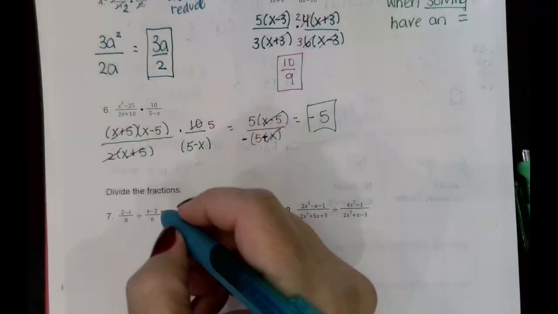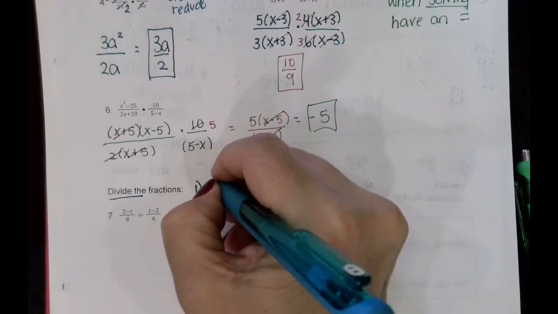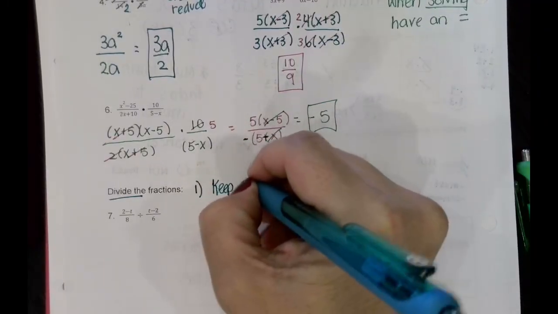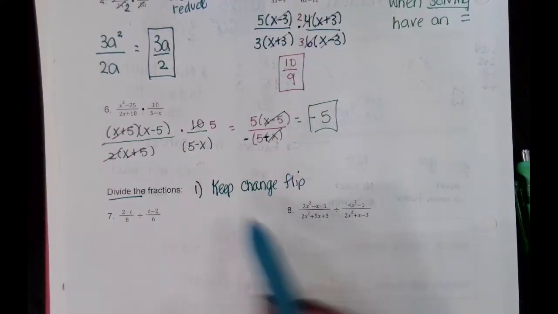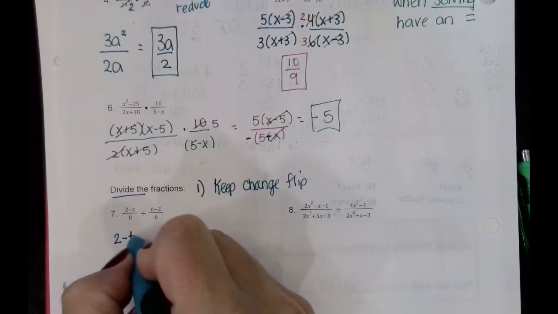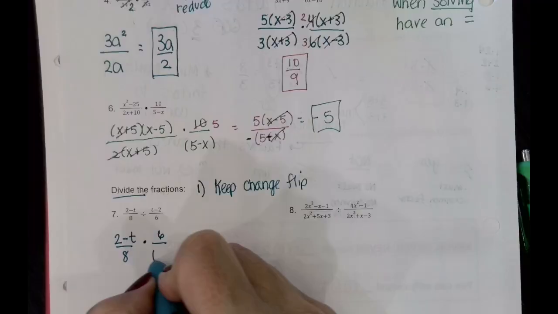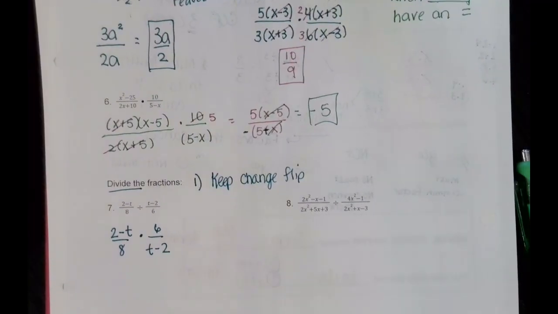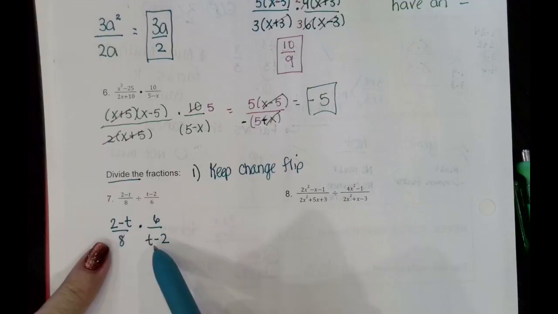Now, this says divide the fractions, but really when we're dividing fractions, we just have one extra step, and that's we're going to keep, change, flip. And we're going to turn this into a multiplication problem. So here's what I have. I have (2 minus t) over 8 times, I'm going to flip it, 6 over (t minus 2). Okay?